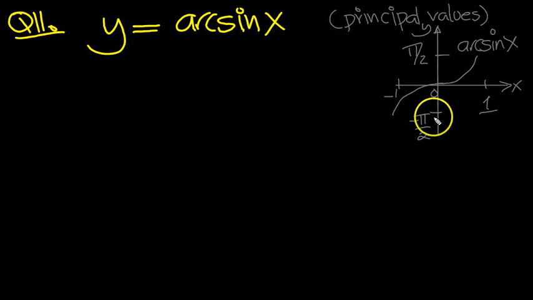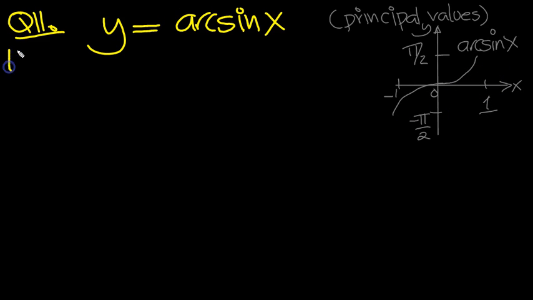y equals arcsine of x. Here's the definition then of the arcsine function. As x varies from -1 to 1, the y values vary from minus pi over 2 to pi over 2. That's the definition there. So these are the values that y and x can take here.